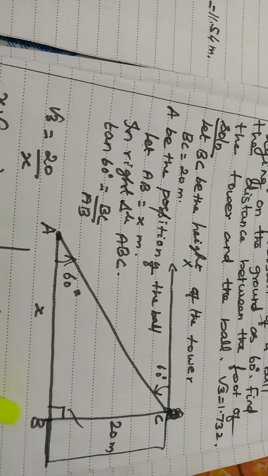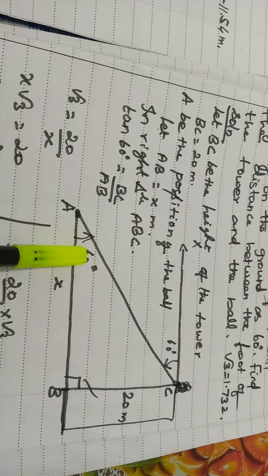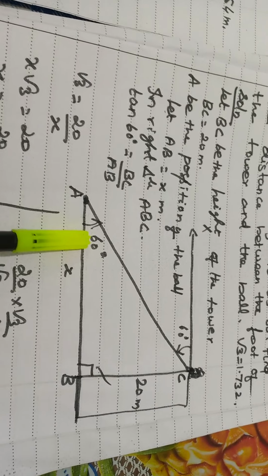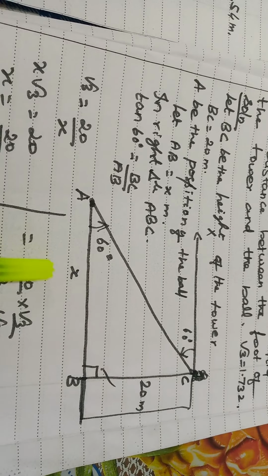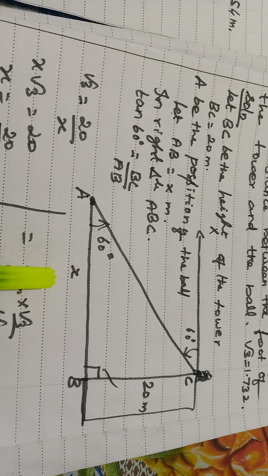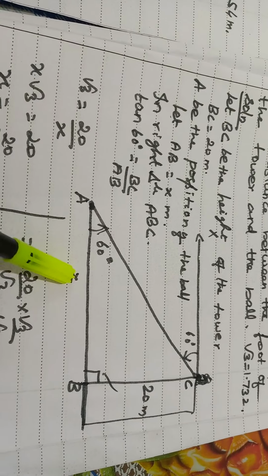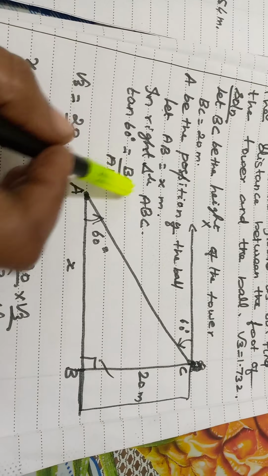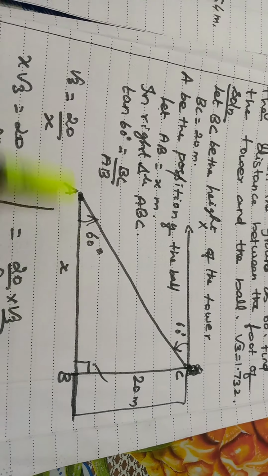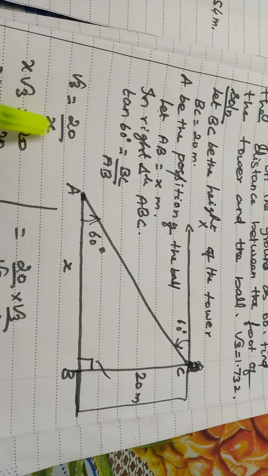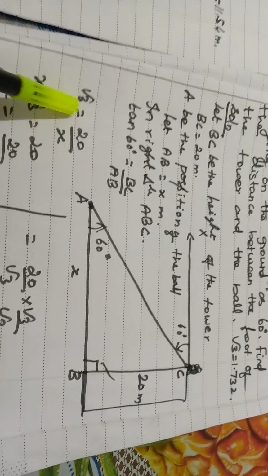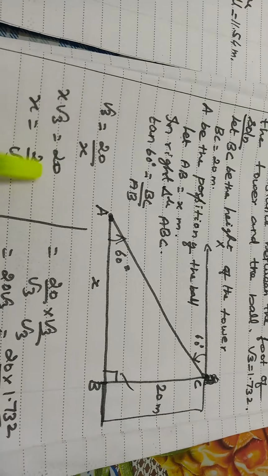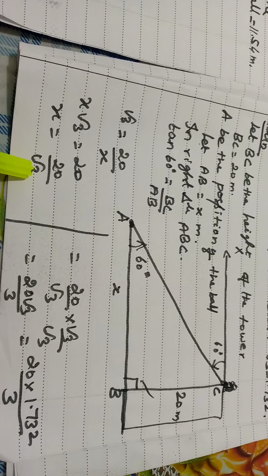In right triangle ABC, we can use the tan ratio. Here opposite is there, adjacent we have to find out. So the tan ratio can be used. Tan 60 equals BC by AB, opposite by adjacent. So BC is 20 by AB, which we have taken as X. Cross multiply it, X root 3 equals 20. X equals 20 by root 3.